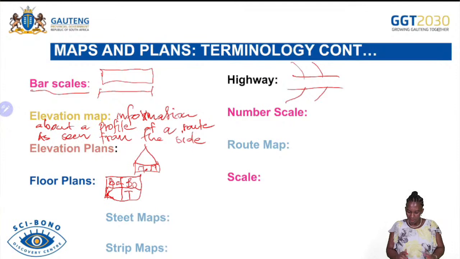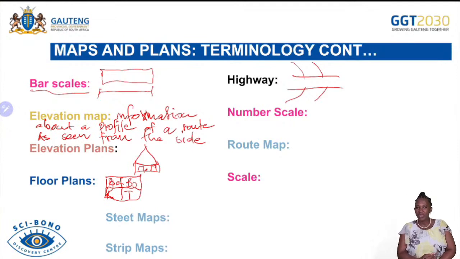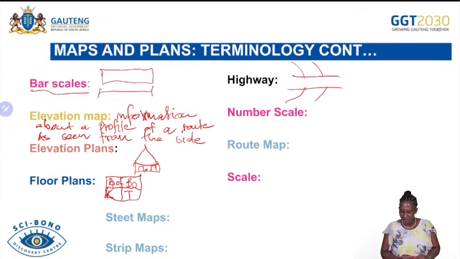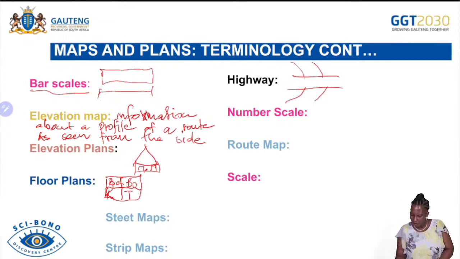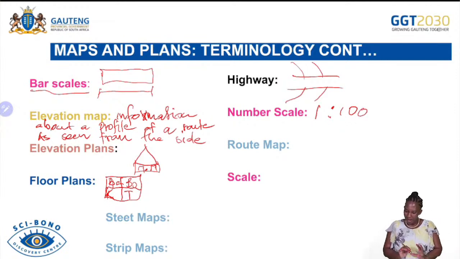And then with this one, a number scale. Boys and girls, you know a number scale. Some of you, maybe you might even call it what? You don't say it's a number scale. You say sometimes it's a linear scale. So a number scale is written in the form of a ratio, 1:10, for example, or 1:100. That is a number scale.